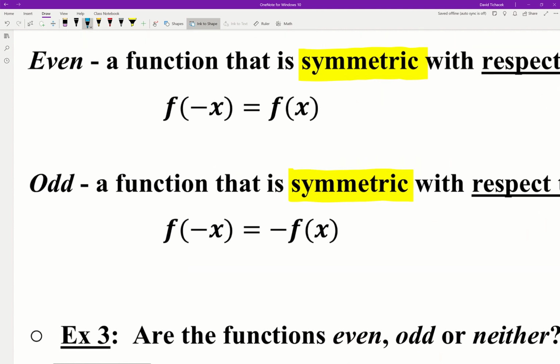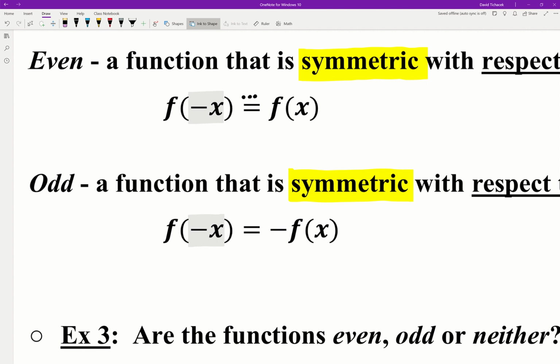So if you're going to test for even algebraically, what you're going to do is take your function and make your input negative. So basically, you're going to be plugging in negative x, and doing all the algebra and seeing if what you end up with is simply f of positive x, okay? So you're basically making the input negative and seeing if that changes anything in your function formula, okay? In the case where you are odd, you're going to make your input negative and then see if that makes your whole function negative, okay?